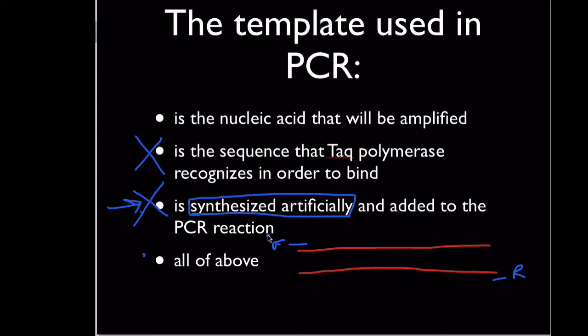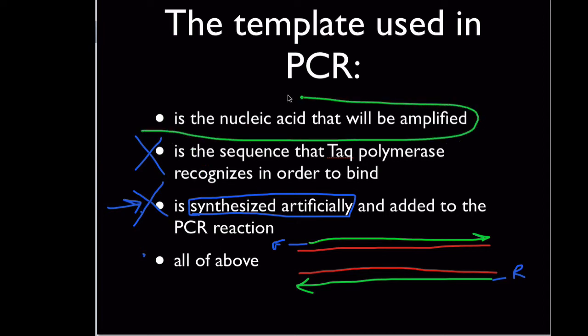Taq polymerase will make DNA by adding complementary nucleotides to copy a strand of DNA. So Taq polymerase just makes DNA. So the correct answer for this was this answer. It's the nucleic acid that will be amplified. That's the definition of the template. The template is what you are amplifying.